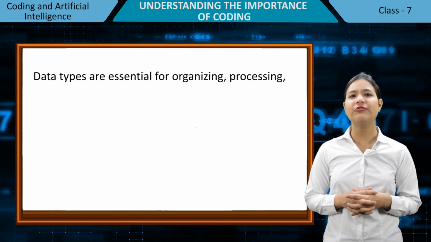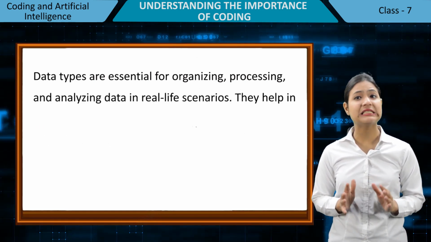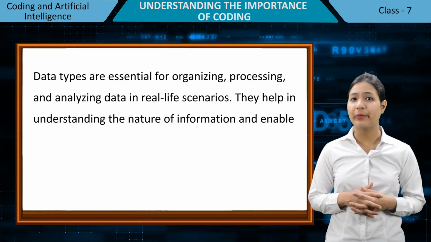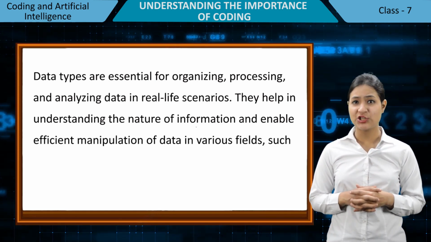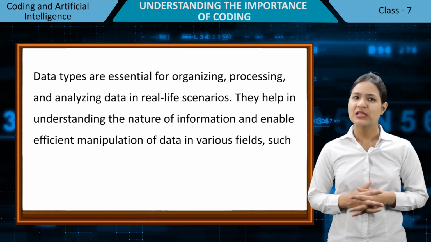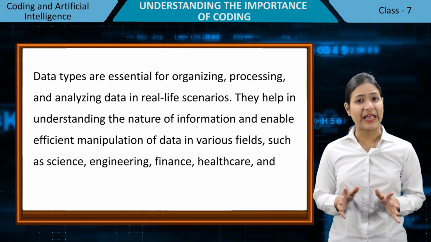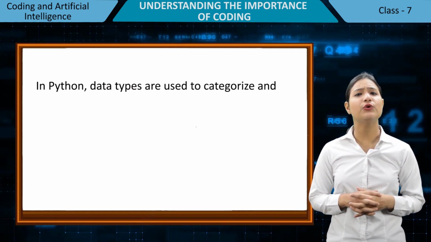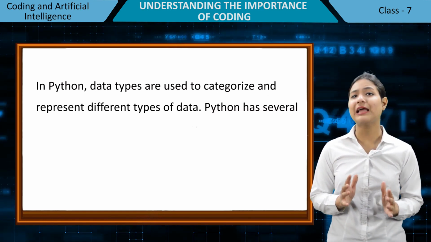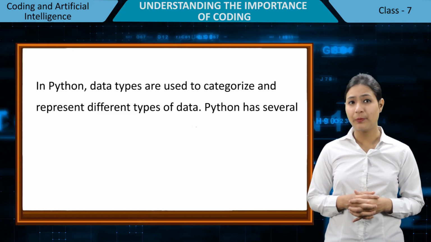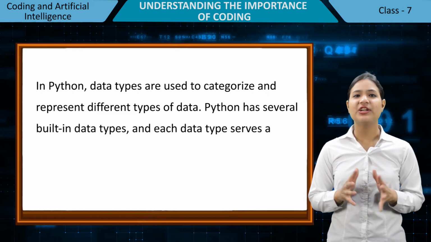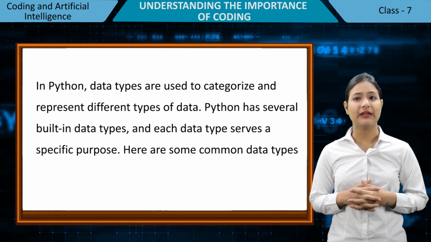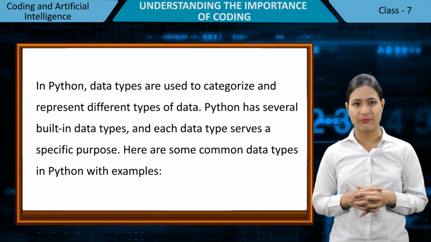Data types are essential for organizing, processing, and analyzing data in real-life scenarios. They help in understanding the nature of information and enable efficient manipulation of data in various fields such as science, engineering, finance, healthcare, and everyday life. In Python, data types are used to categorize and represent different types of data. Python has several built-in data types, and each data type serves a specific purpose. Here are some common data types in Python with examples.